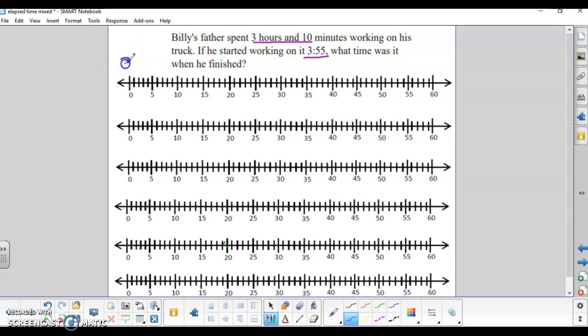All right, so it was 3:55 when he started. Let's finish labeling our number line. 3 o'clock, 4 o'clock, 5 o'clock, 6 o'clock, 7 o'clock, 8 o'clock. And he spent 3 hours and 10 minutes working on his truck. So now we need to count 3 hours and 10 minutes. 1 hour, 2 hours, 3 hours, and 10 minutes. 5, 10. He finished at 7:05.